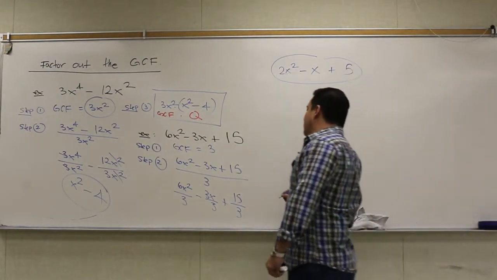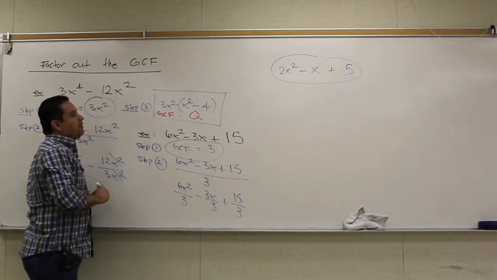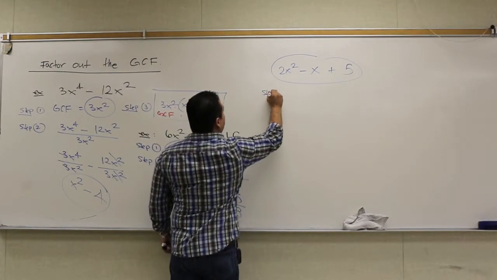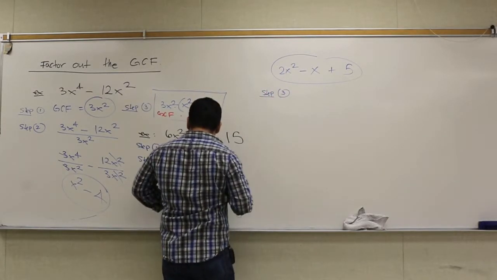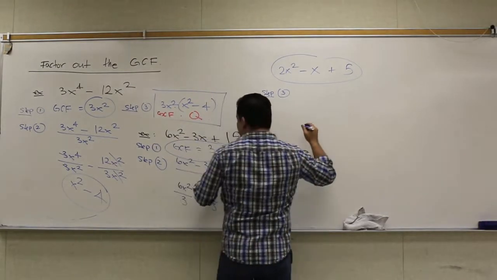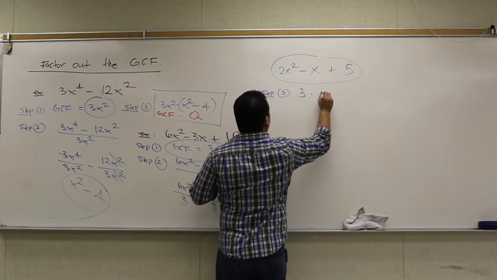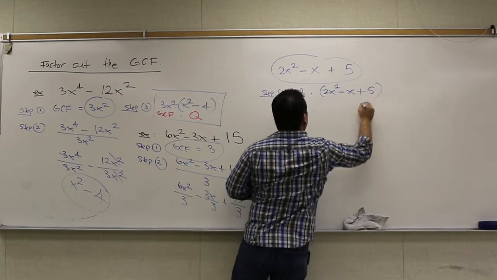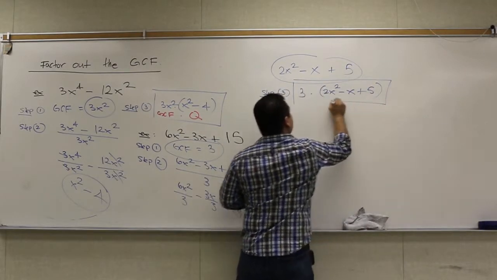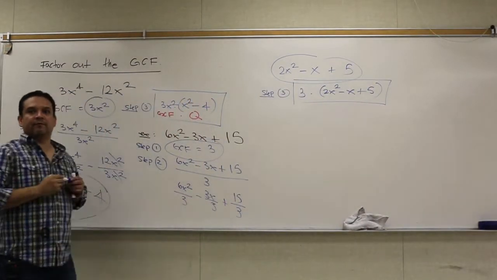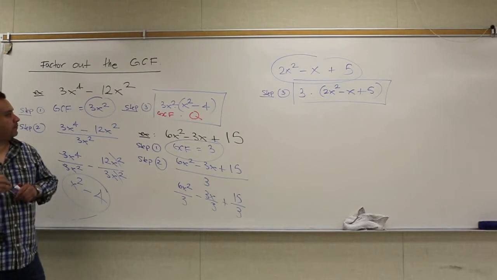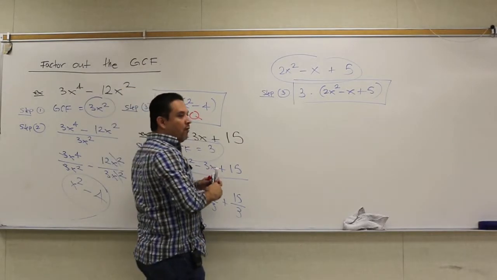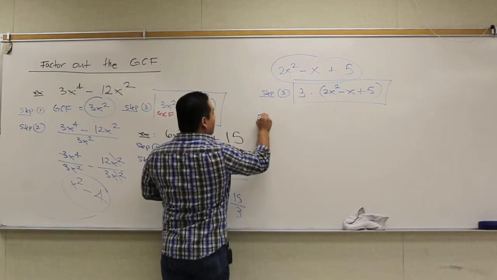So we got our quotient, greatest common factor. Step 3 is the answer step. So you're going to say step 3. What do we put down? 3 times what? 2x squared minus x plus your 5. You're going to follow your procedure. Okay, you follow that recipe over and over again until you factor like crazy.